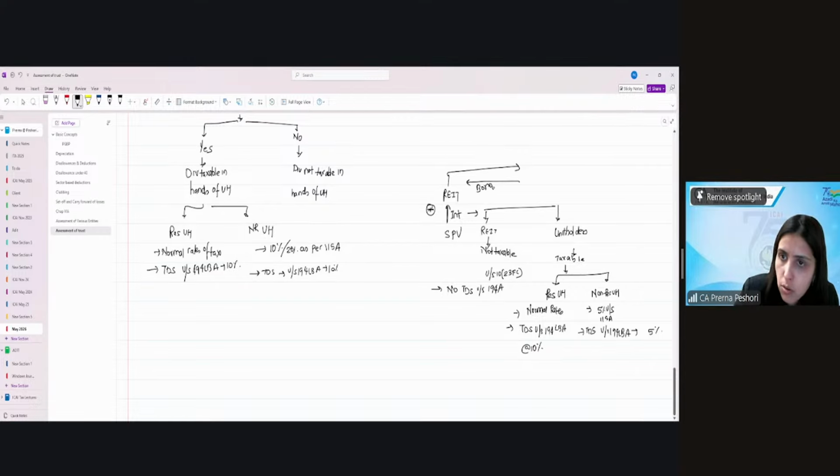Let's say the REIT has also borrowed some funds and it is paying the interest. If it has borrowed from a unit in the IFSC or through a rupee denominated bond listed in IFSC, then in that particular case, it would be taxed at the rate of 9%. The TDS is required to be deducted at 9%.